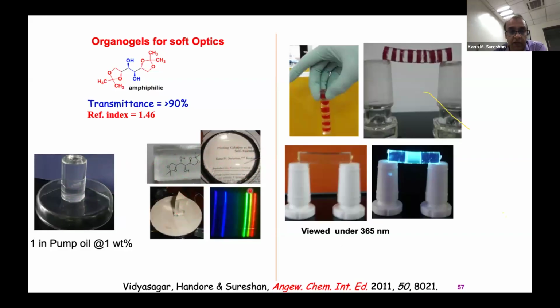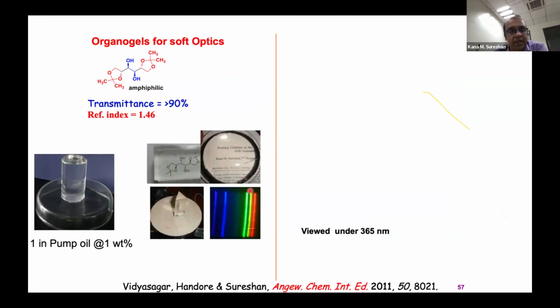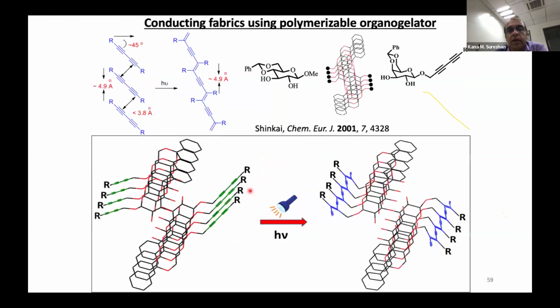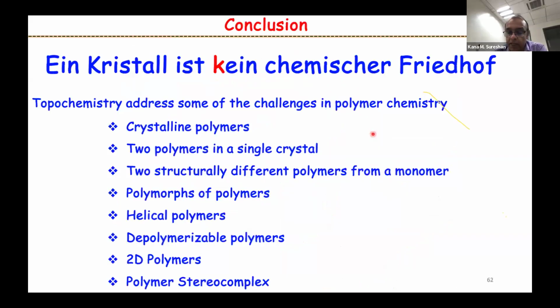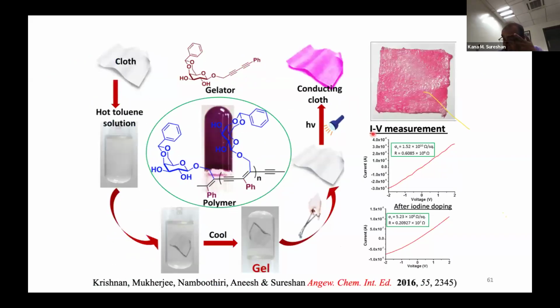And this is also self-healing. Usually this kind of gels are self-healing. So this is scratch-free optics, you can say. And we also made conducting polymers using gels. So it's the same topochemistry using gels actually. Briefly, I mentioned diene chemistry. We can make a diene gelator and do the polymerization in the gel and make really conducting clothes. Actually, we have made conducting clothes. And we have also shown several other applications using gels.